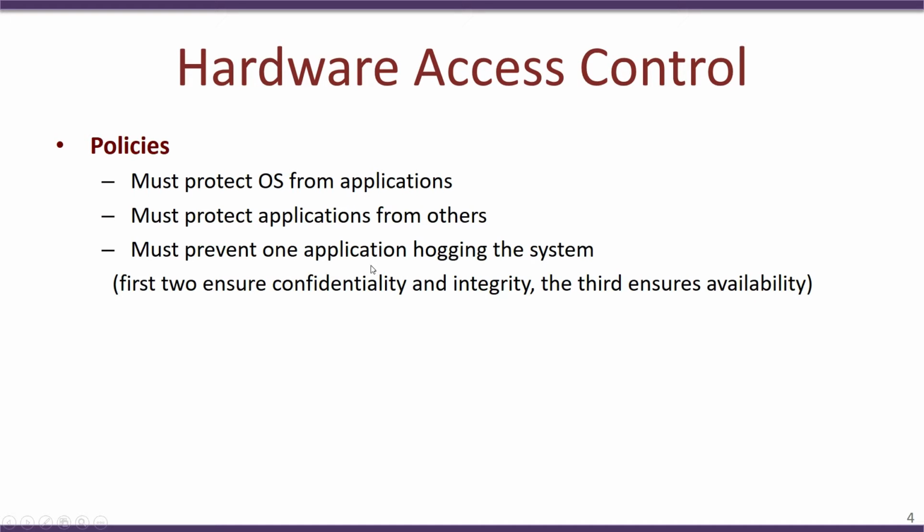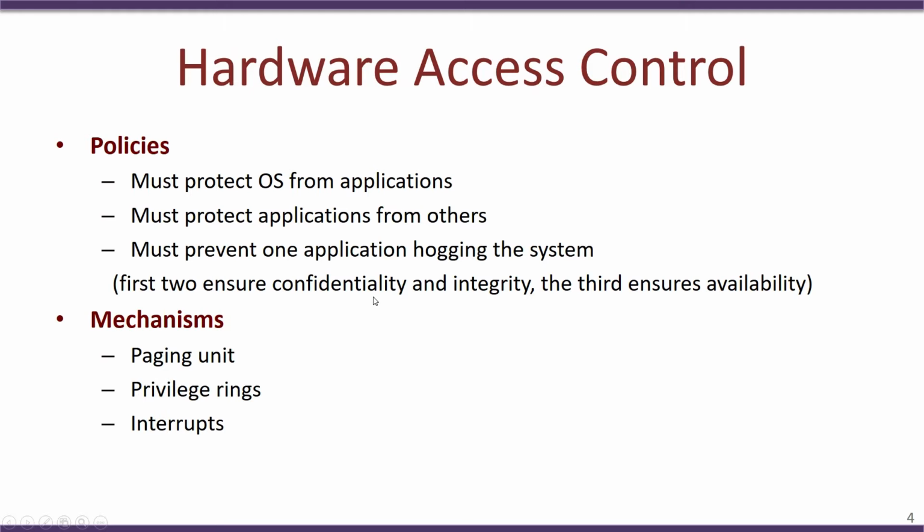It will ensure that one application does not utilize the entire hardware all the time. In order to achieve these three objectives, what is implemented in hardware are the mechanisms: paging units, privilege rings, and interrupts. The paging unit would be able to isolate one application's address space from another application's, and thus using the paging unit we would be able to protect one application from the other.